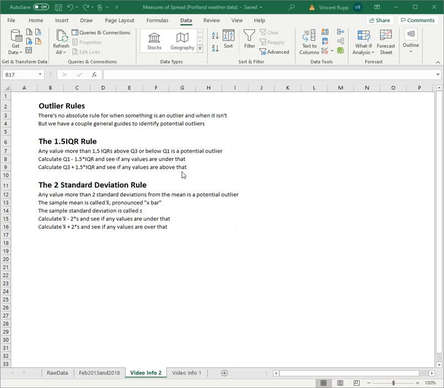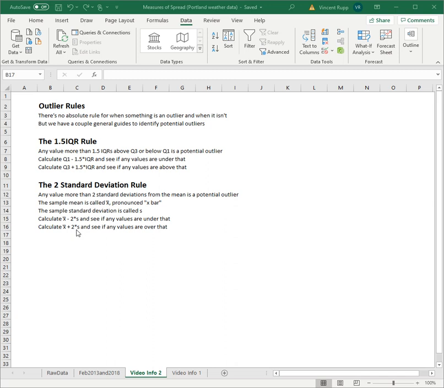Similarly, but a little different, is the 2 standard deviation rule. Any value more than 2 standard deviations from the mean is a potential outlier. Now the sample mean, the notation we use is x bar, which is an x with a horizontal line over it. We pronounce that x bar. And the sample standard deviation is called S. So we calculate x bar minus 2 times S and x bar plus 2 times S. We see if any values are more extreme than that.